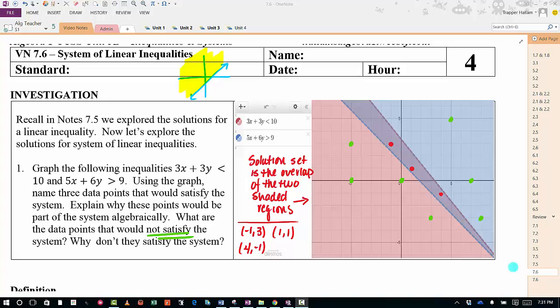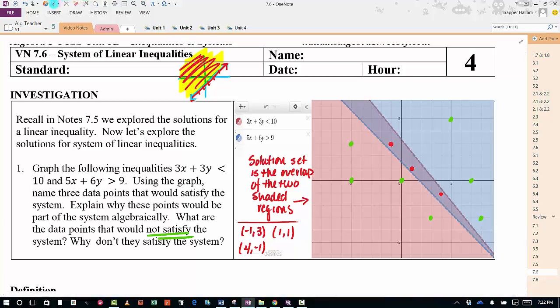Okay, hi and welcome to Note 7.6, which is a system of linear inequalities. So if yesterday you were with us, you noticed that we graphed a linear system. So we saw some kind of a line that we graphed, and then we talked about it being dashed or solid, and then we talked about shading one side or the other.